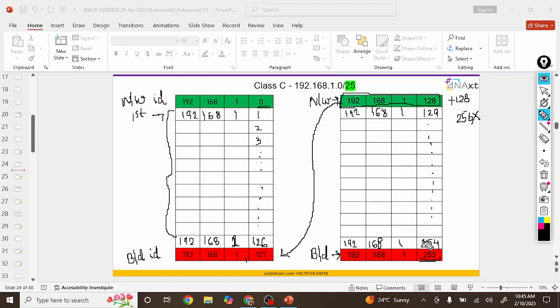Okay, so 1 to 126 lie in the first subnetwork. From 129 to 254, all the IP addresses will belong to the second subnetwork of /25. Okay. Thank you.